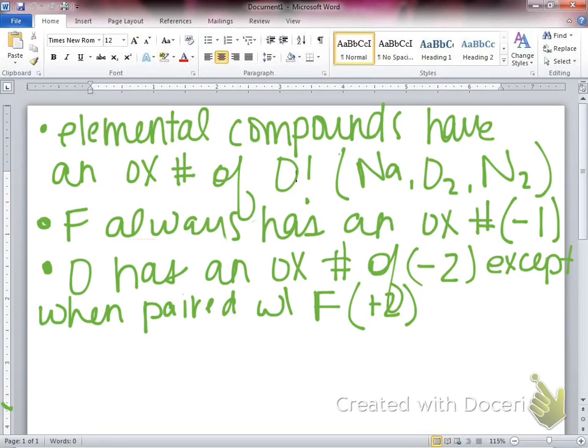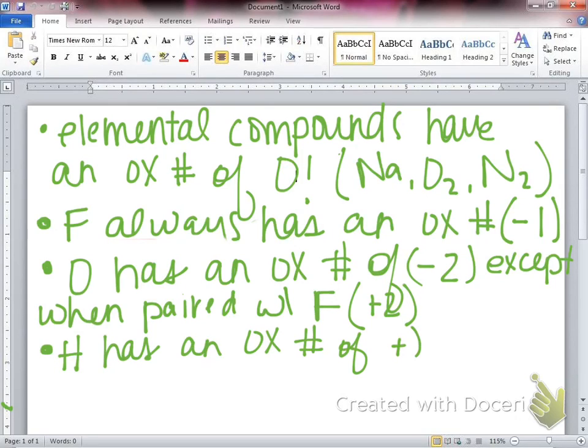All right. Next is hydrogen. This is our last elemental kind of exception here. Hydrogen has an oxidation number of +1.